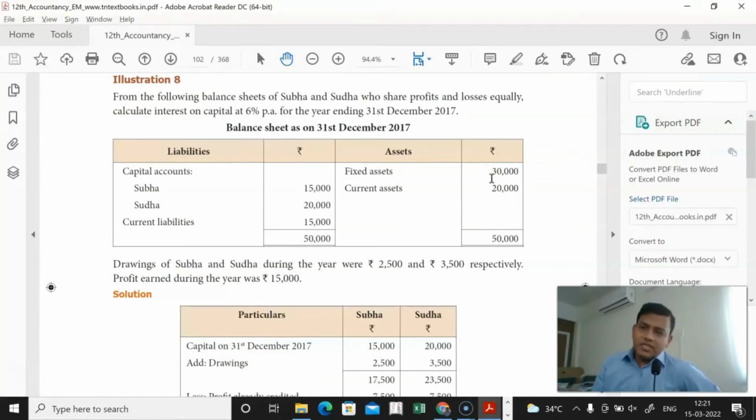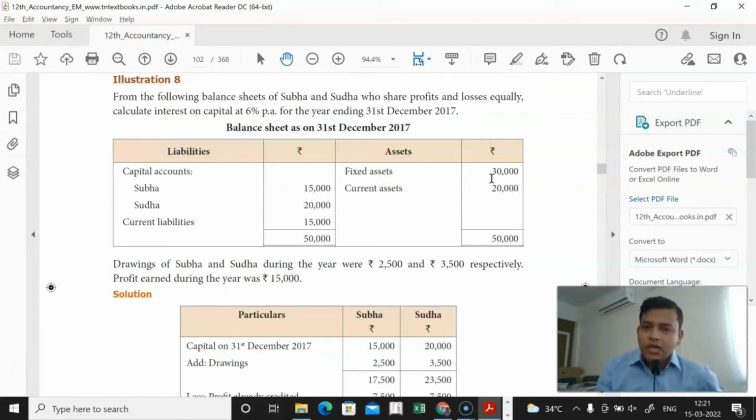Now we'll move on to the next illustration, which is between Shubha and Sudha, who share profits and losses equally. Calculate the interest on capital at 6%. They have given the balance sheet, the December 2017 balance sheet. In that there is capital, current liabilities, and assets, fixed assets and current assets.